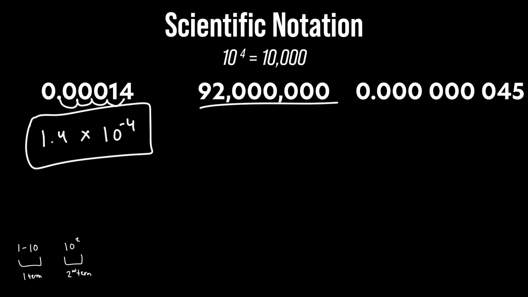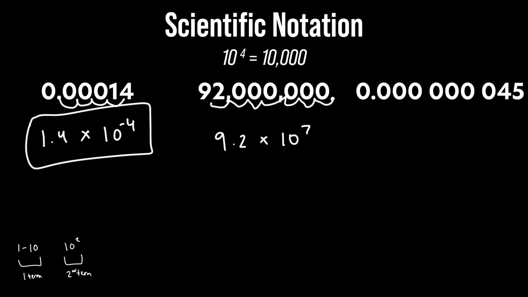Now let's take a big number like this one. How would we do this? Well, we already know that the decimal point is technically on the very right side of the number. Now let's keep moving it until we get a number that's in between 1 and 10. 1, 2, 3, 4, 5, 6, 7. And if we move it 7 times, we get 9.2. Now 9.2 is smaller than this number here. So it's going to be 10 to the 7th power because we moved the decimal point 7 times.